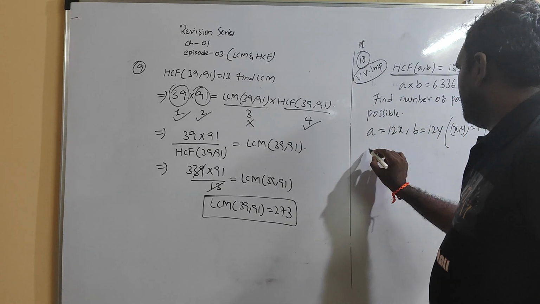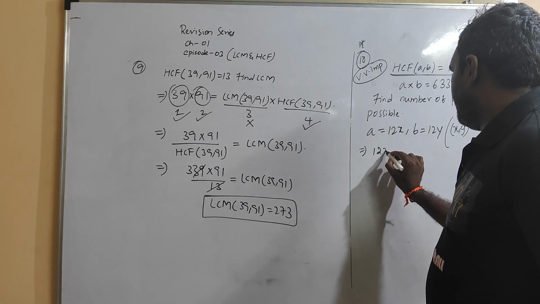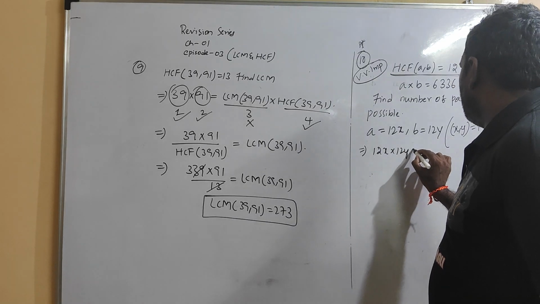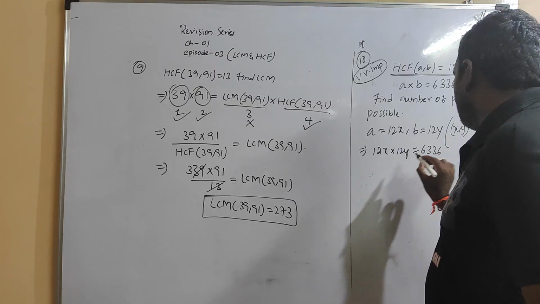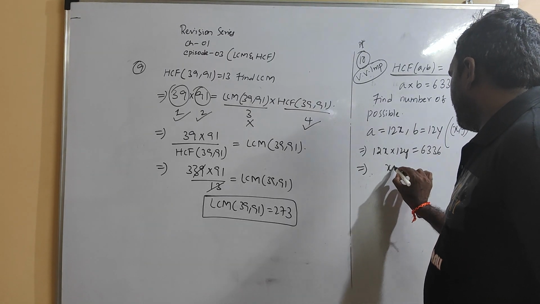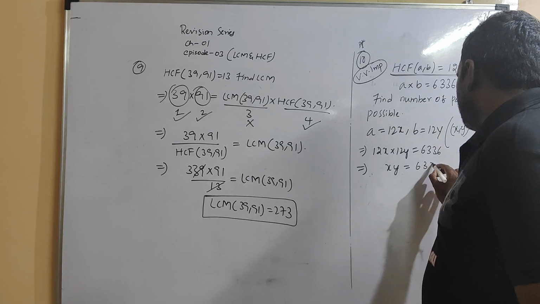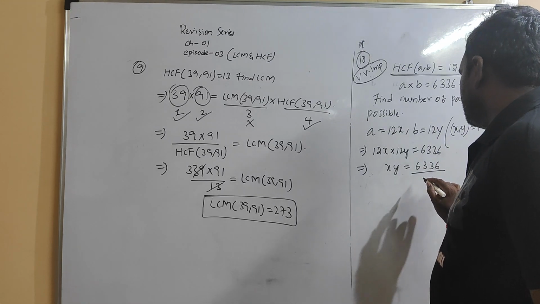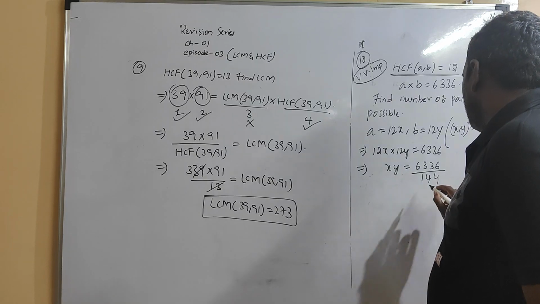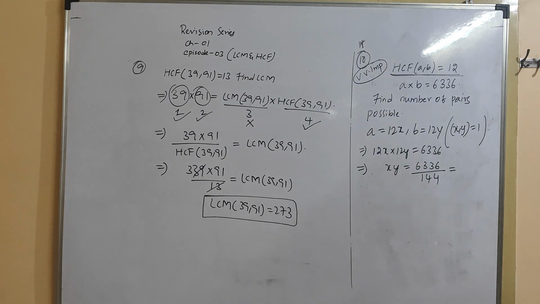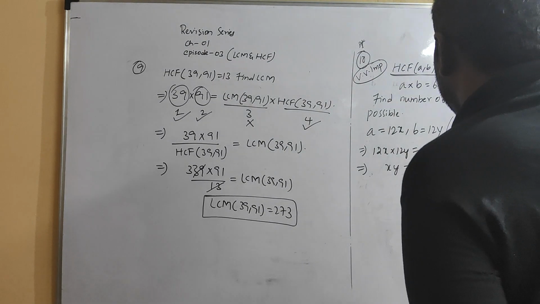Now put here. This implies 12x into 12y is equal to 6336. This implies xy is equal to 6336 by 144. What will I get? Tell me, 6336 by 144. xy is equal to... Cancel out and tell me what you will get. Is it cancelling out or not? 144, 6336.